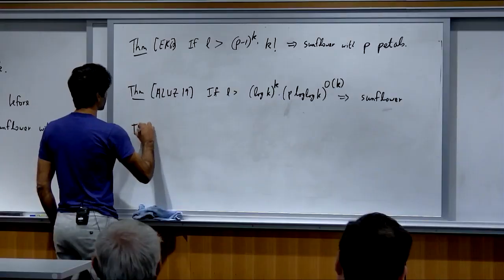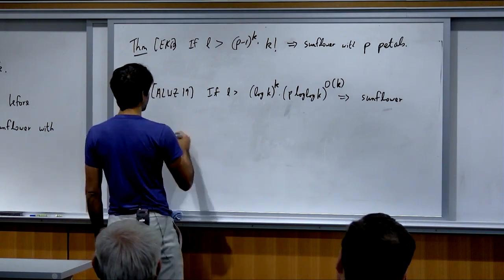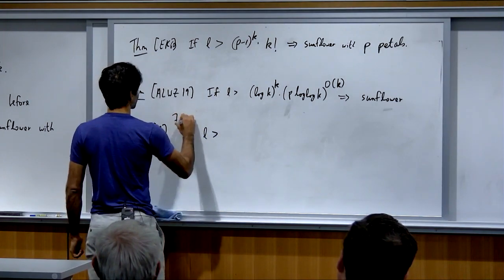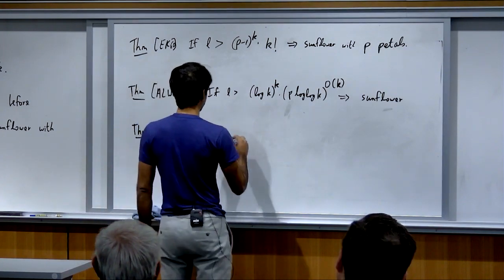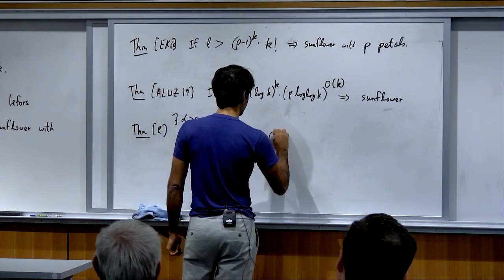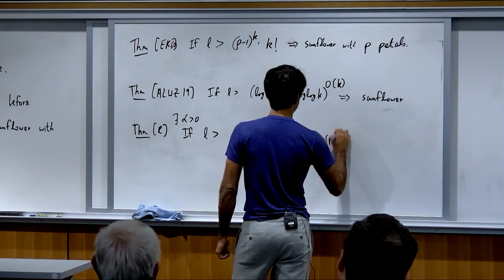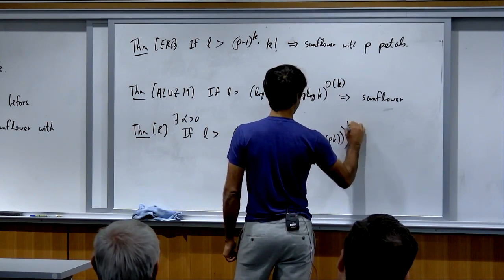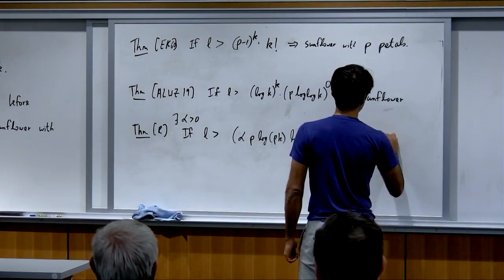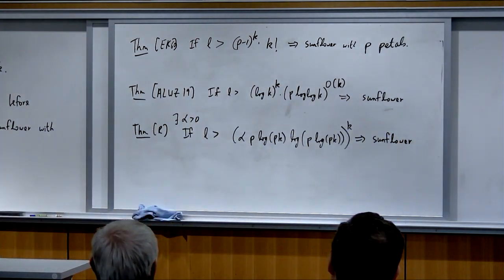So the theorem that I'm going to prove to you is based on the same ideas as in this paper, but I'll show you that there's some constant alpha, and as long as L is bigger than alpha p log pk log of p log pk to the k, you get a sunflower. Okay, so that's the bound I'm going to show you.